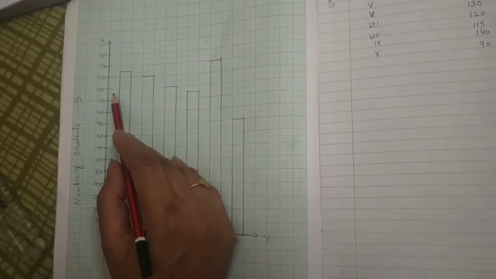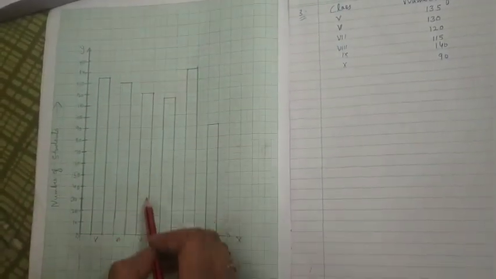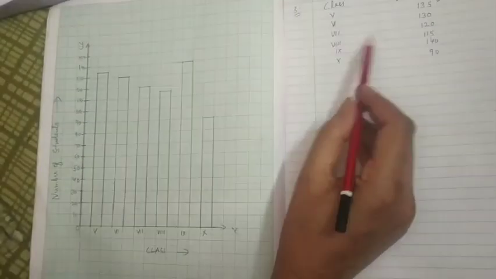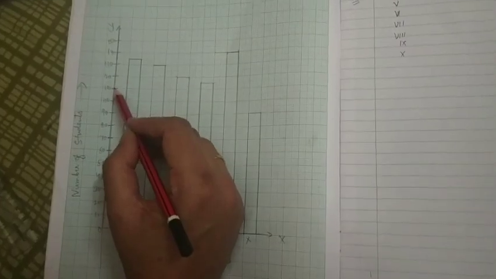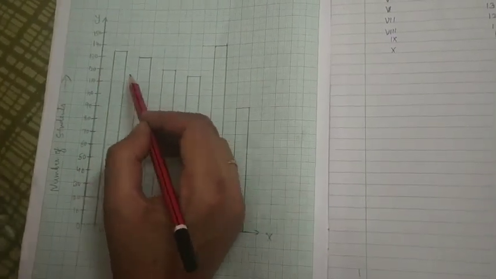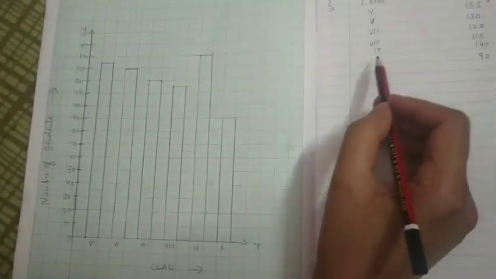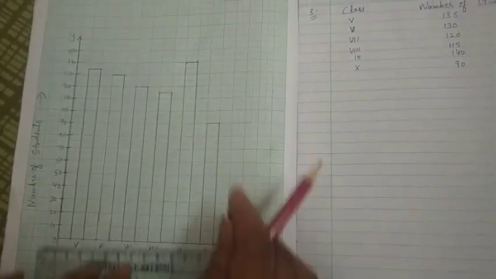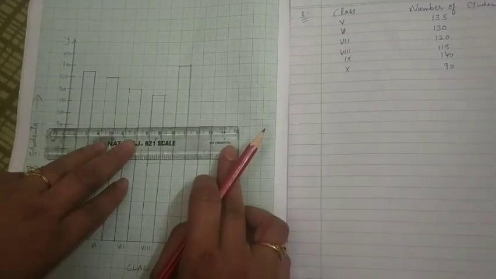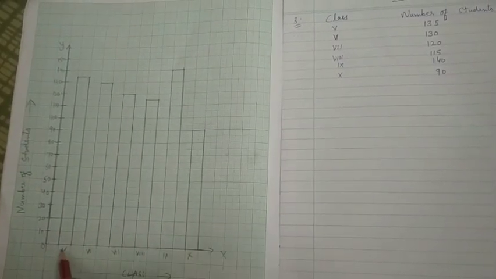Now for 7th class, 120. This is 120, and in this way you can make it for 7th. Then for 8th class, 115 will be in the center of these 110, 120. This is 115. With the help of the scale you will see this is 115 and make the bar. Afterwards 9th class is 140 and 10th class is 90. With the help of the scale you will see where 90 is, and these are the different bars for different classes.